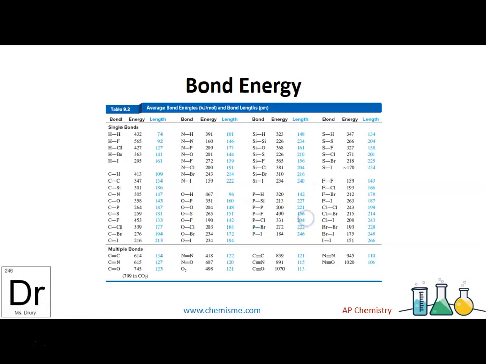Another way you can get the heat of a reaction is by bond energy. We've done this before, but we're reviewing it, that each bond requires a certain amount of energy to break it. These are all breaking values in the black. The blue is just the length of the bond. And that can actually tell you something about breaking it.